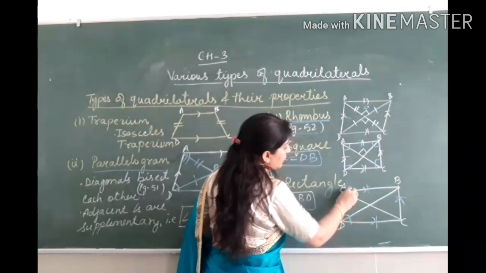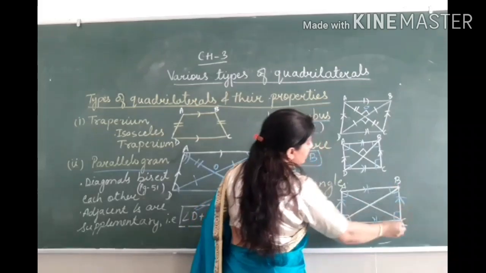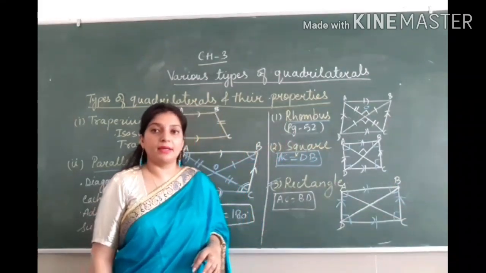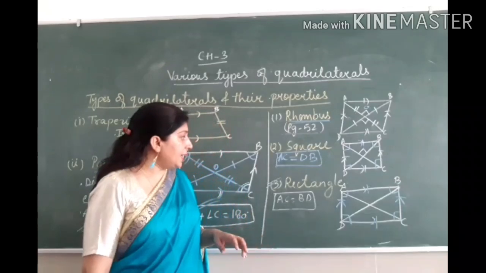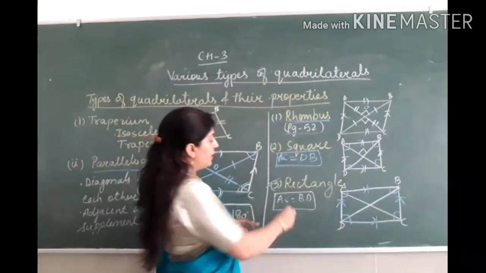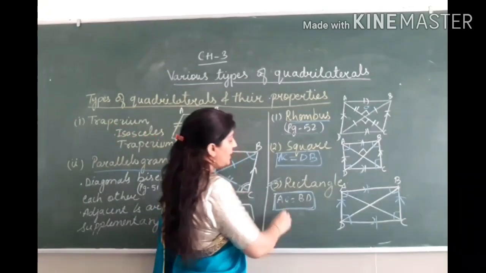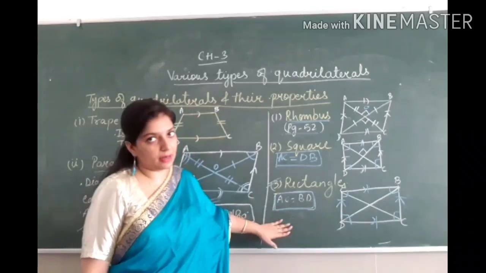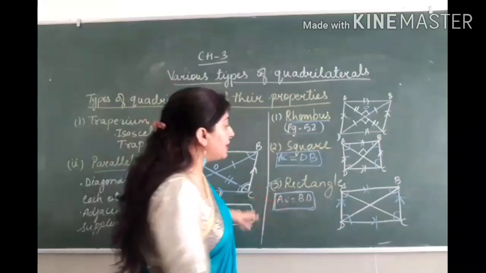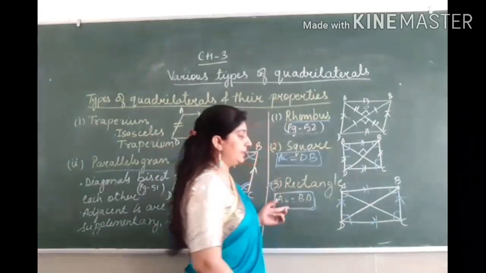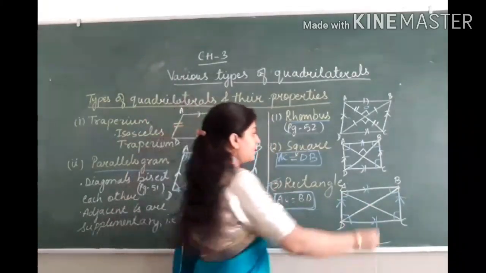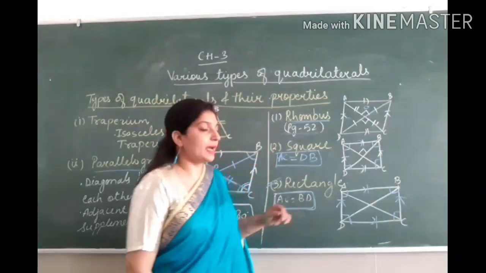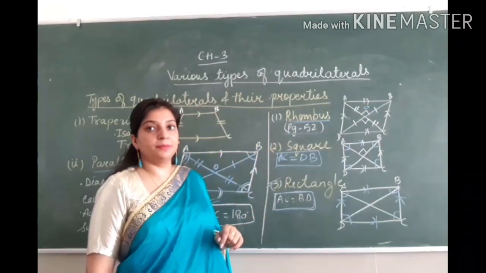Next property, all the angles are 90 degrees. In a rectangle, all angles are 90 degrees. But here again, diagonals are equal. AC is equal to BD. Diagonals are equal in a rectangle also. But they do not intersect at 90. They bisect each other, but this angle is not 90 degrees. This angle is not 90 degrees.